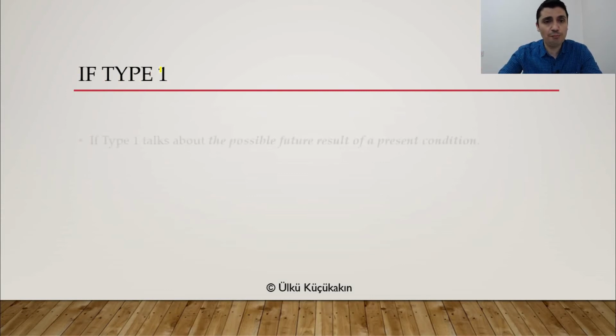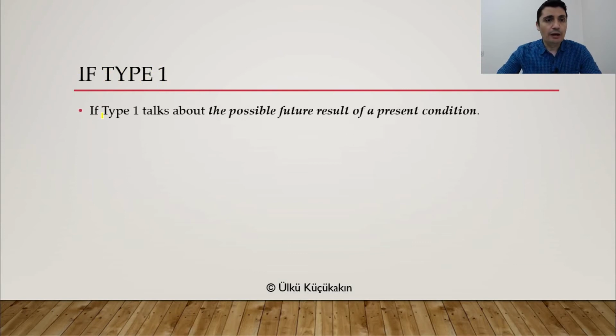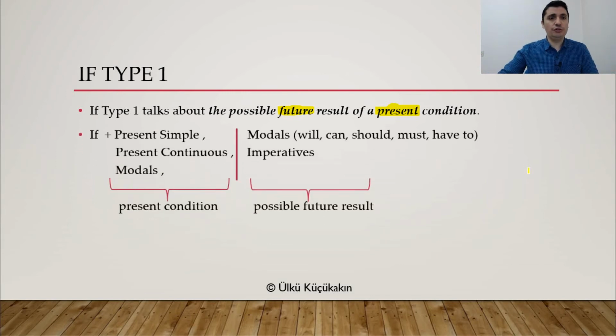Now, what about if type 1? This time, if type 1 talks about the possible future result. Now, here comes the future. The possible future result of a present condition. Here we have a present condition. Well, actually, it can be a future condition as well. But the important thing here is, our condition has a future result, and it's quite likely that it will happen.